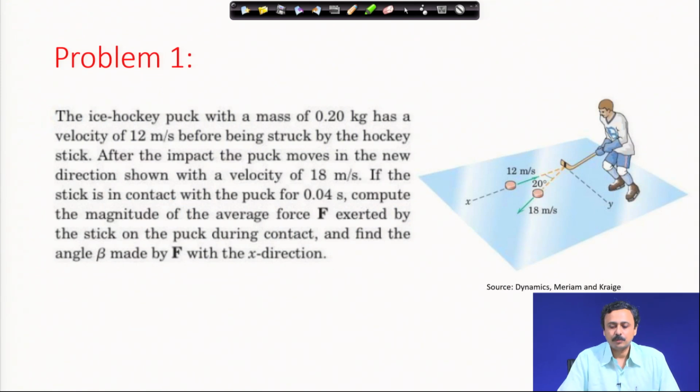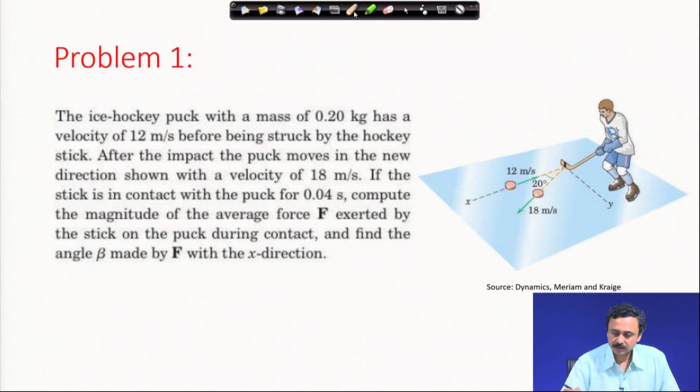Let us look at a problem. This is from the book of Meriam and Craig. The ice hockey puck, you can see on the ground, with a mass of 0.2 kilogram has a velocity of 12 meter per second before being struck by the hockey stick. After the impact, the puck moves in the new direction shown with a velocity of 18 meter per second. It has been shown in the figure. If the stick is in contact with the puck for 0.04 second, compute the magnitude of average force F exerted by the stick on the puck during contact and find the angle beta made by F in the x direction.